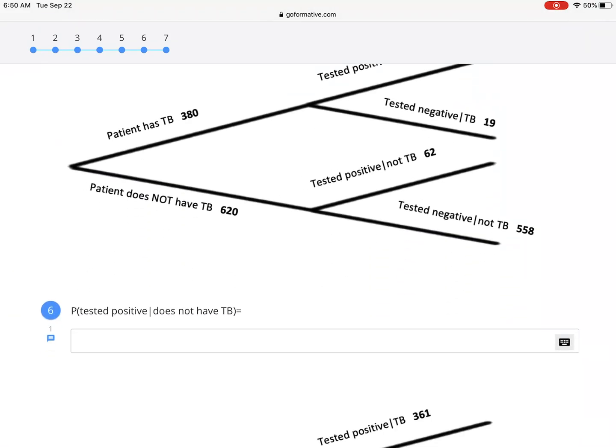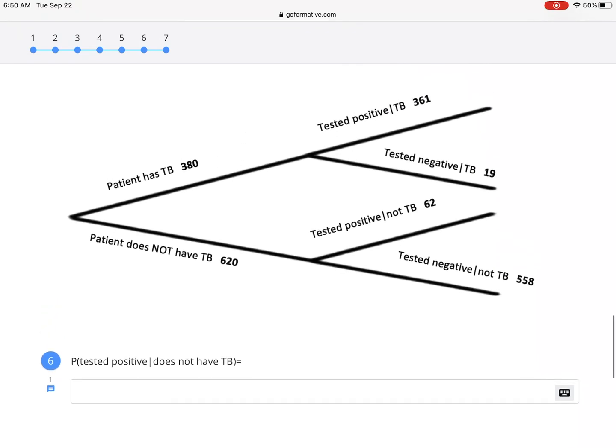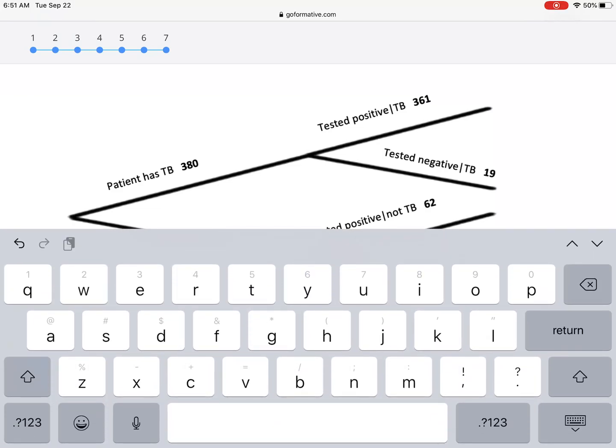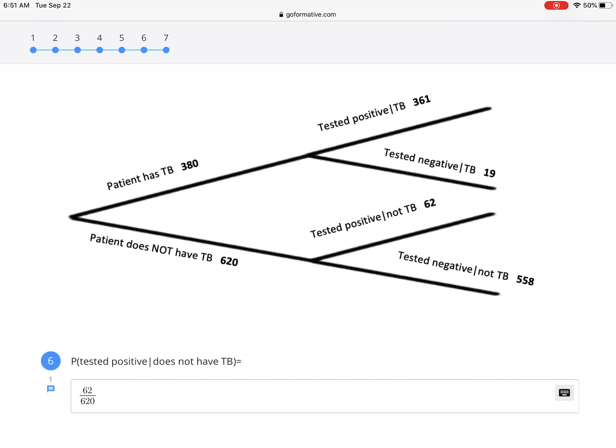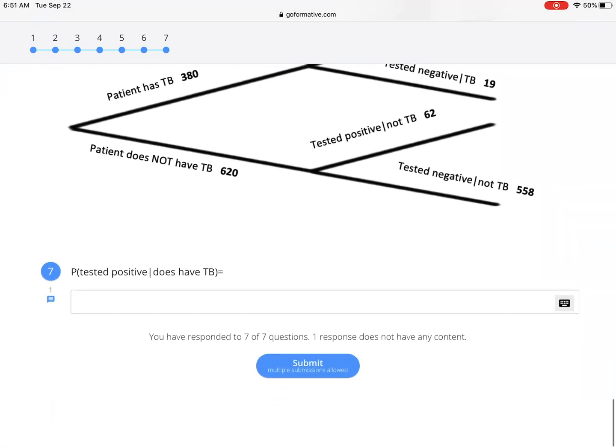Number 6, tested positive given they do not have TB. What's my denominator? Does not have TB. That's 620. Of those 620, how many tested positive? 62. So that's 62 out of 620. And I think this is our last one here.